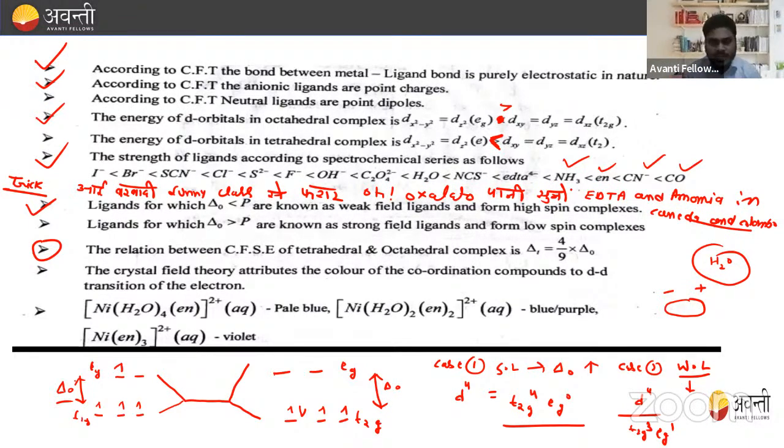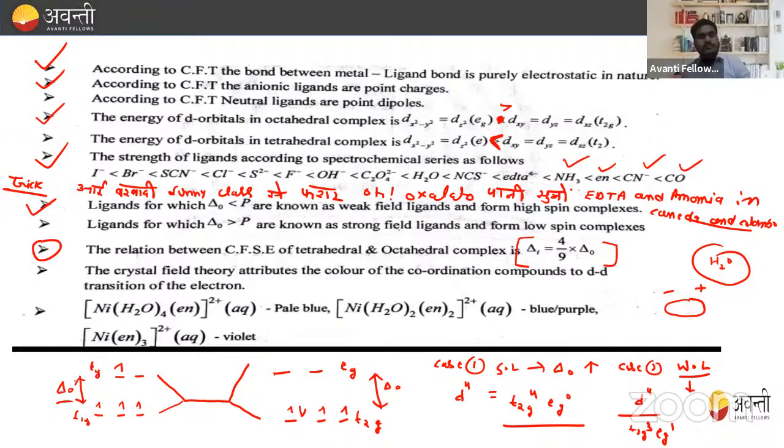Questions were coming from this topic, like the relation between tetrahedral complexes and octahedral complexes. So what is the relationship between this? In your yesterday exam also, one question came from this topic, that is the relationship between delta T and delta O. So this is a very simple relation, beta, that is delta T is equal to 4/9 times delta O, right? So delta T is equal to 4/9 times delta O.